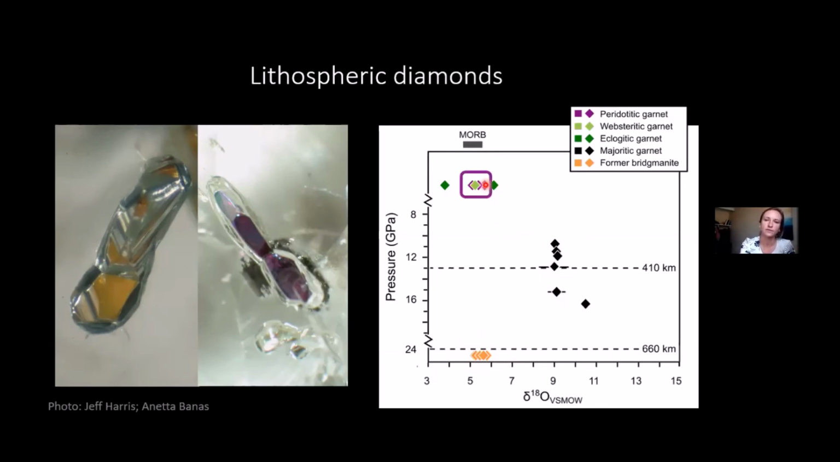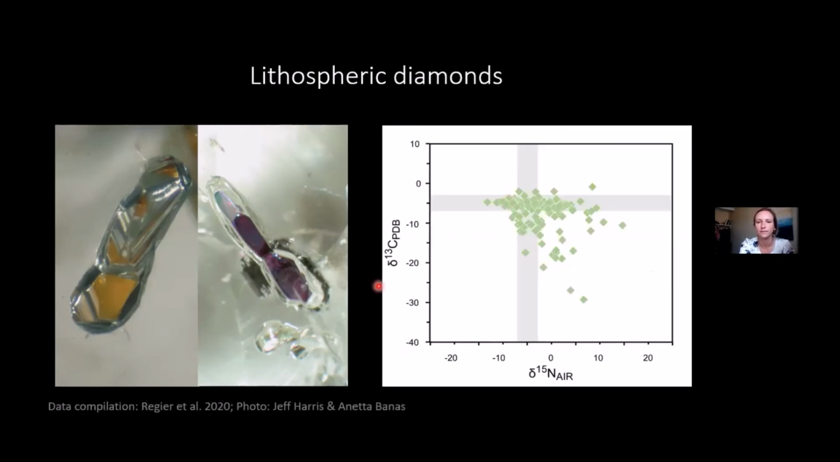And in particular, what we found is the delta 18O values of our peridotite garnet inclusions are within error of mid-ocean ridge basalts, which is not too surprising. And contrasting our eclogitic diamonds, eclogitic garnets have a much wider range in delta 18O that is indicative of the presence of some sort of subducted material in their diamond forming medium.